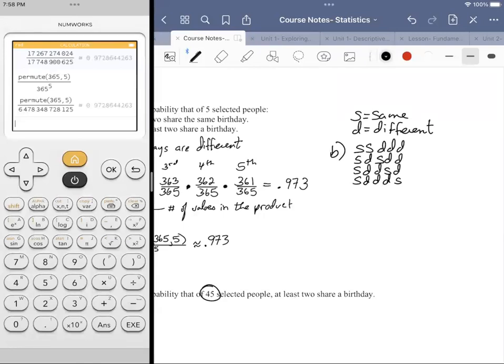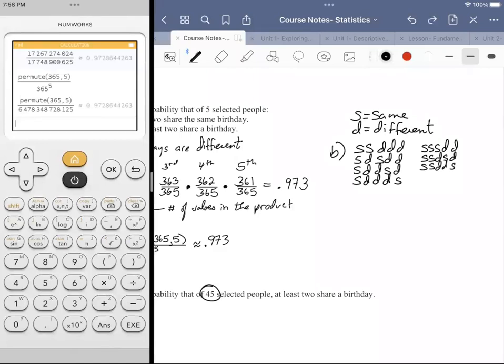But it says at least 2 individuals share a birthday. So it could be that there are 3 people that share a birthday. All right. So maybe it's same, different, same, or same, different, different. Same, different, same. Oh, actually, that wouldn't work. I already got that one. So it would be different, same. All right. And so on.